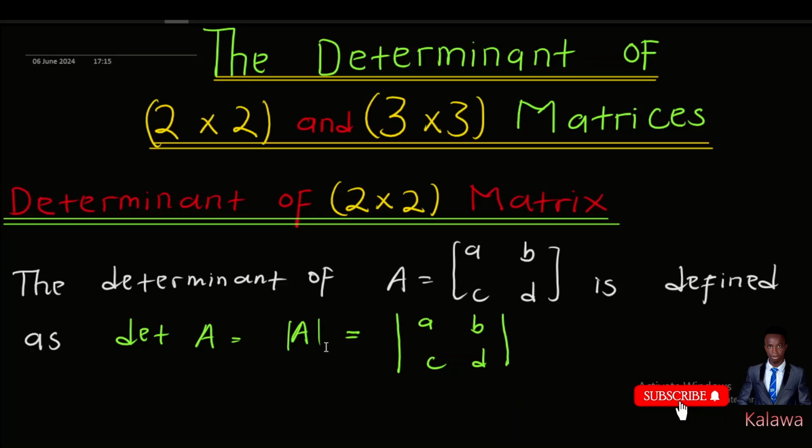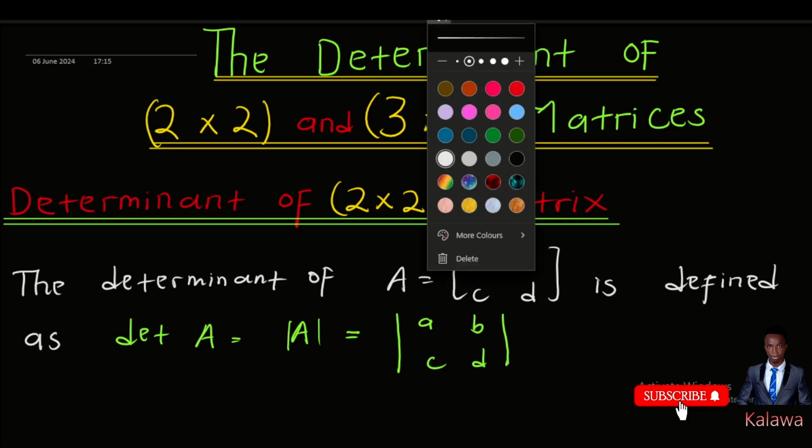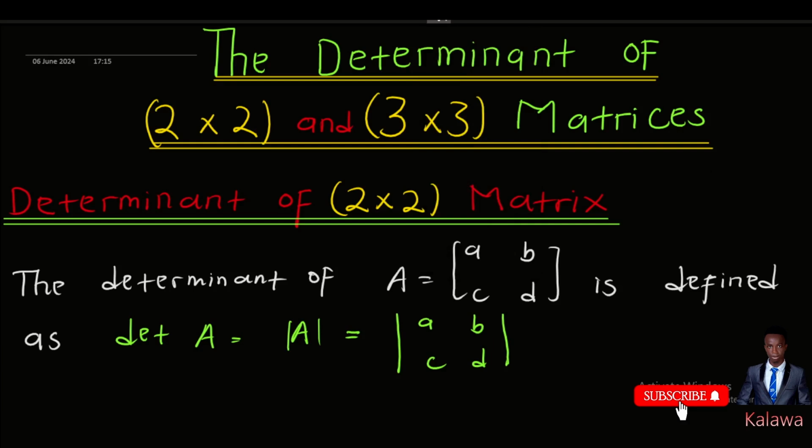So let's start with determinants of 2x2 matrices. We say the determinant of a matrix, for example, if we are given a matrix A and the elements of matrix A, which are a, b, c, and d, is defined as determinant A.